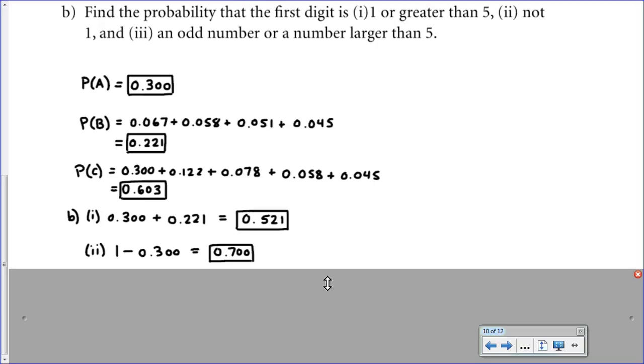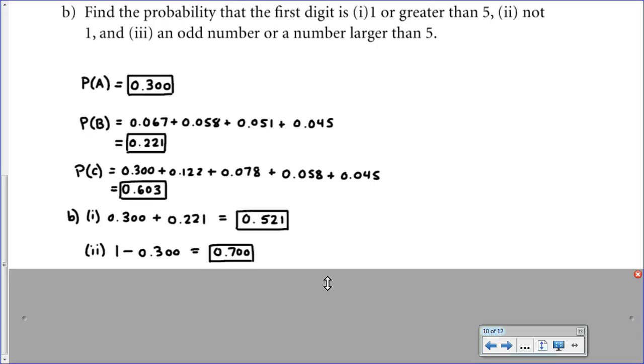The last one: the probability that the first digit is an odd number or a number larger than 5. For this one, you're going to have to think a little bit. You can't just add, because odd number and number larger than 5 are not mutually exclusive events, right? Because there are some numbers that are both odd and larger than 5. So there will be an overlap there, and I can't apply the addition rule for mutually exclusive events.